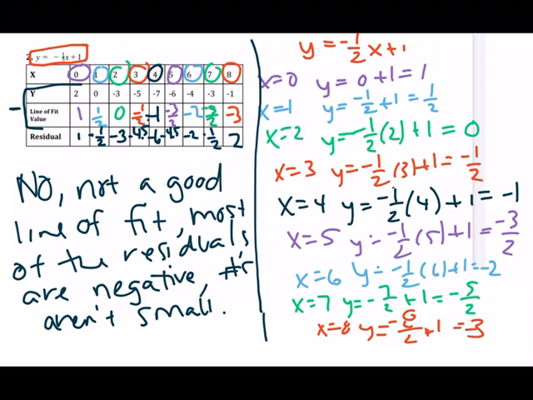So wrapping up today's lesson, a residual is the difference between the y value of the data point and the y value that you get when you plug your x's into the line of fit. In order to have a good line of fit, we're looking for residuals that are both smaller numbers and have about an even distribution of positive and negative numbers. And that's what helps us decide if a line of fit is a good line of fit.